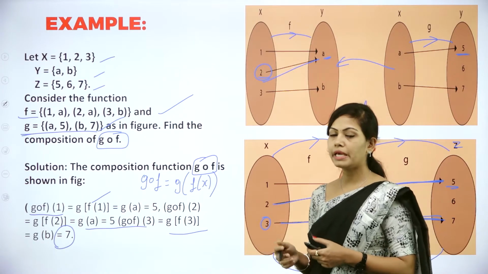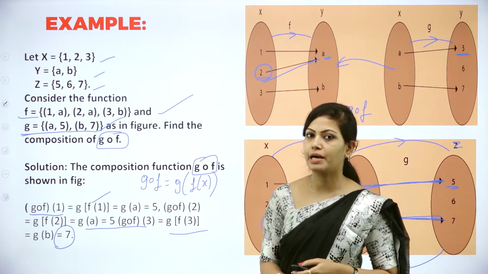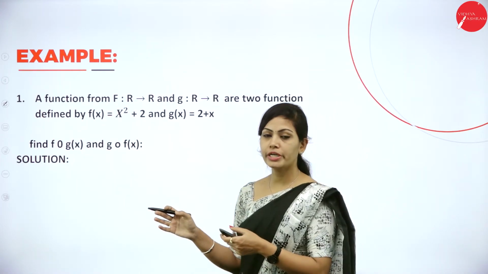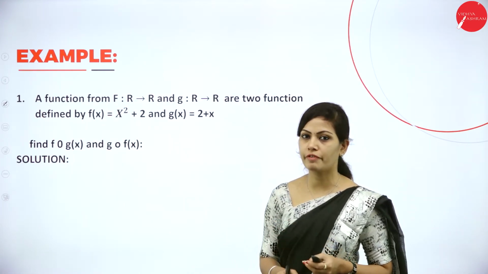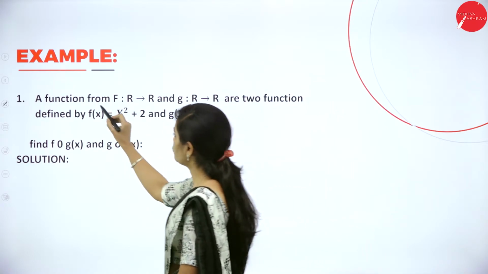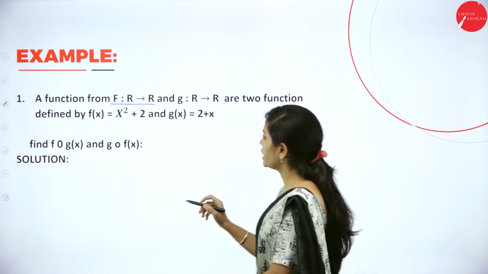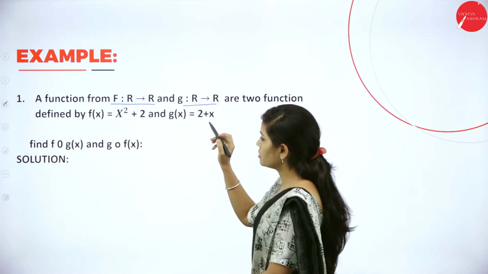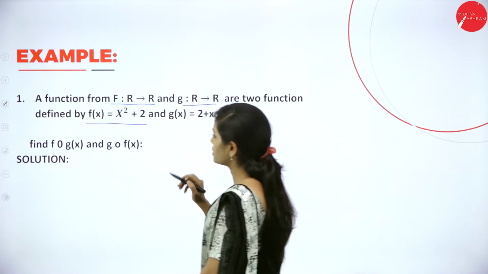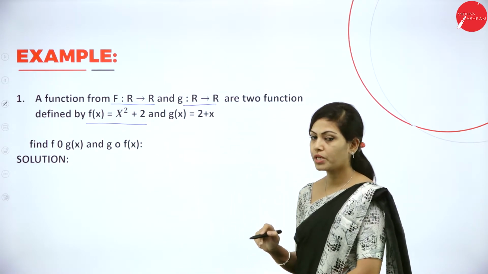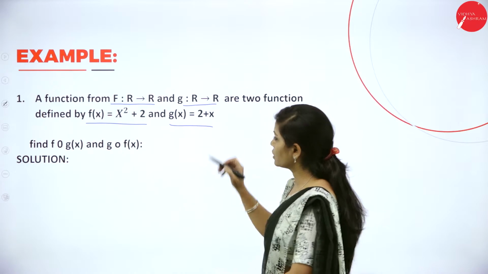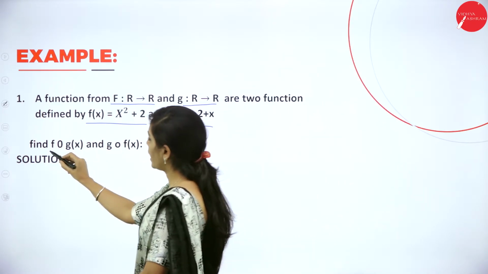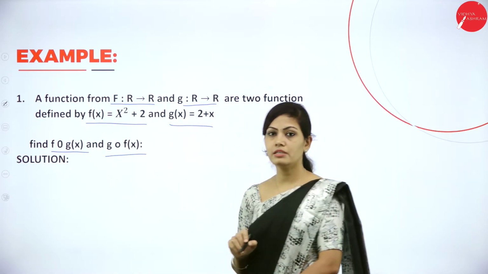So let me explain this in detail with an example. So first example, it is a very important question. You can expect this question for 7 marks. A function from R to R and g from R to R. We have two functions defined by f of x is equal to x square plus 2, this is the given value, and g of x is equal to 2 plus x. So here you need to find fog x and gof x.